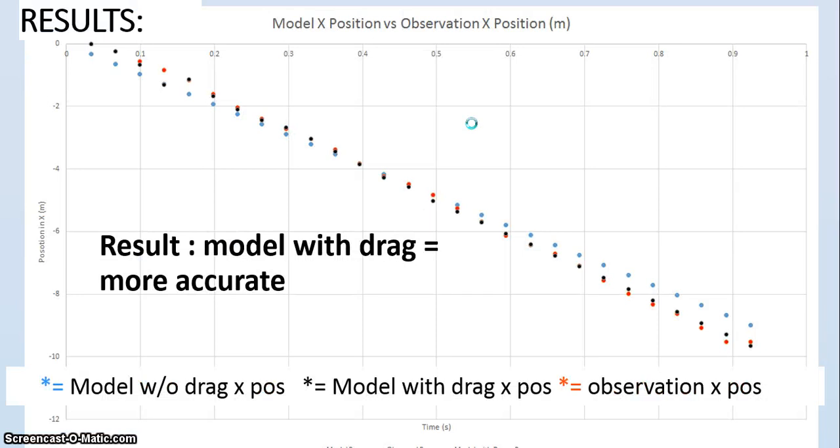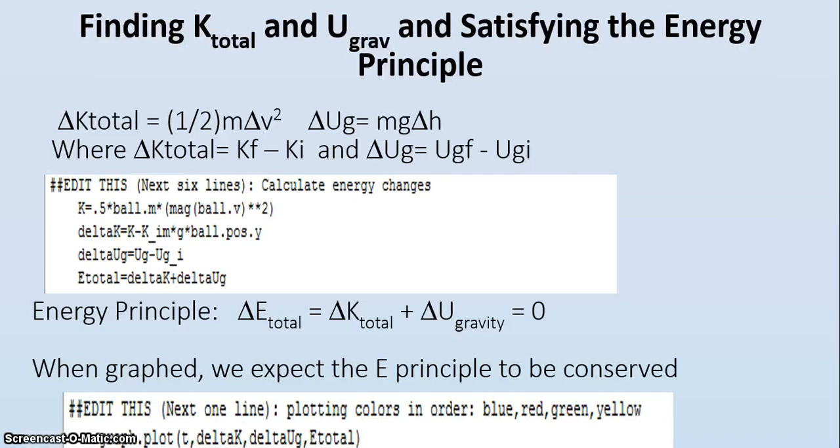These are my results plotted because I outputted my model to a CSV file. My orange is the observed x position, my black is the model with drag, and my blue is the model without drag. And you can see that the black points and the orange points match up really well, which shows that as a result, the model with drag was more accurate.